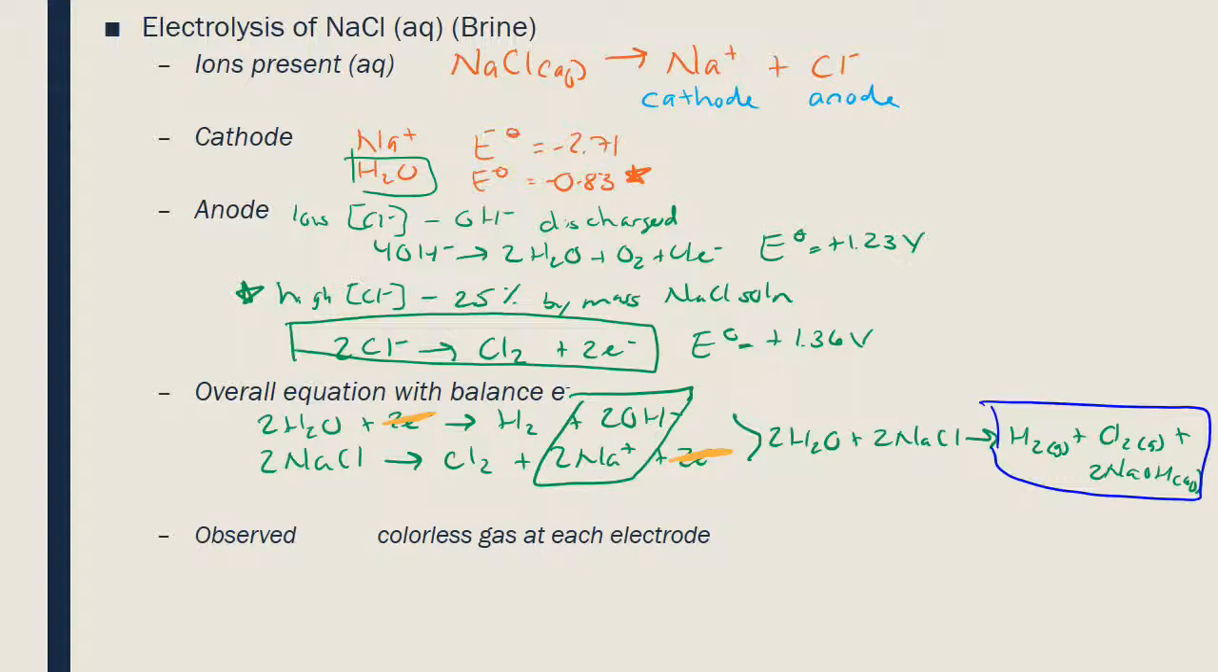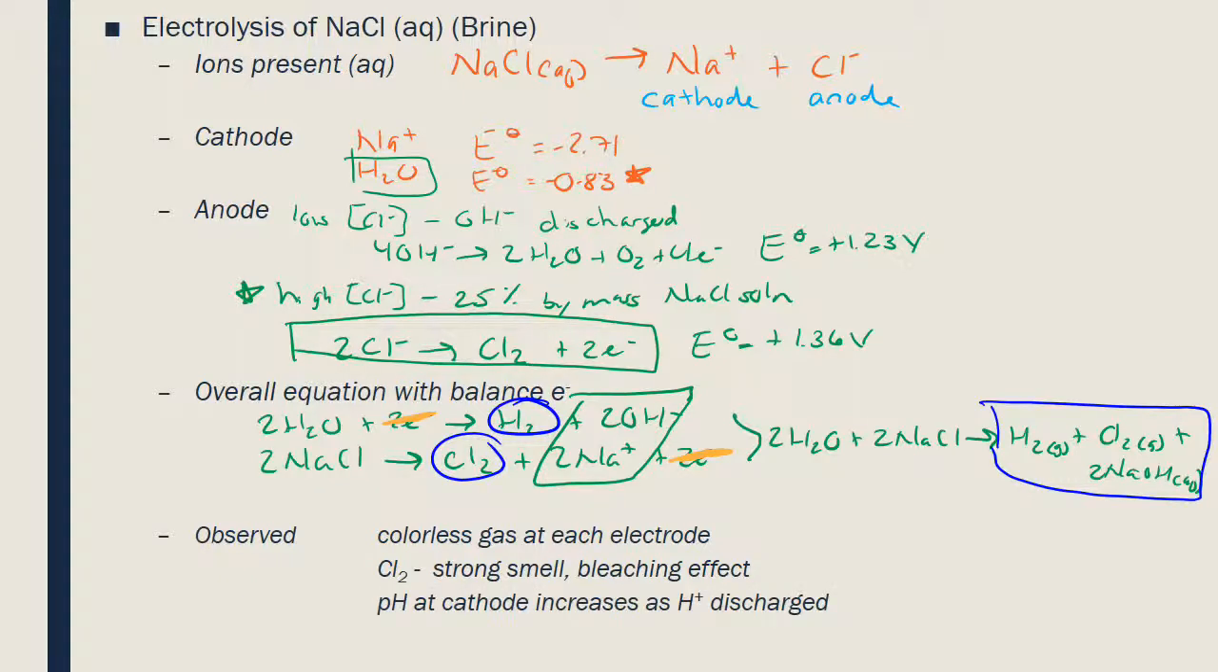What do we observe? Well, we're going to see a colorless gas at each electrode, hydrogen and chlorine. Chlorine gives off a very strong, distinct smell, and it has a bleaching effect. And the pH at the cathode is going to increase because we're discharging the H2, which means OH- ions are being left behind, therefore increasing the pH. And so that is the example of how concentration can affect the discharge within an electrolytic cell.